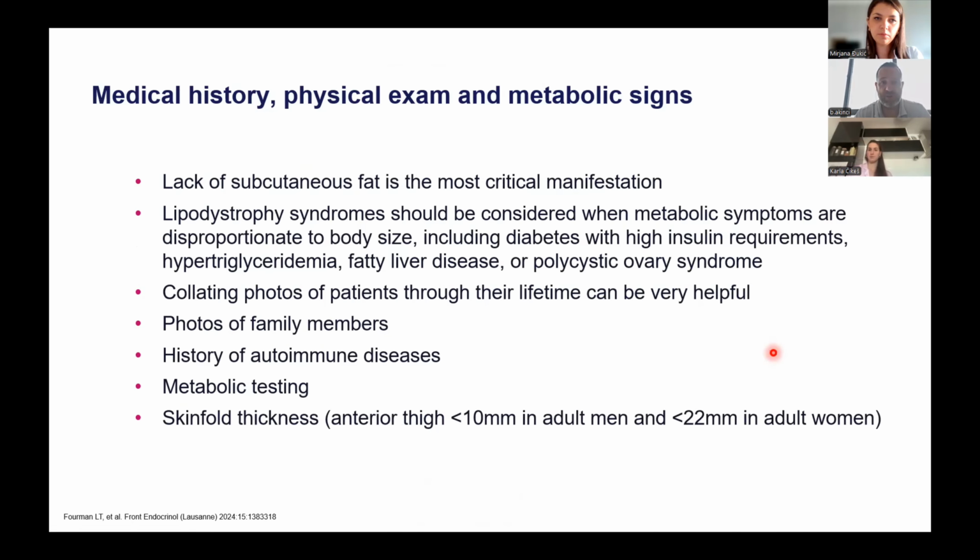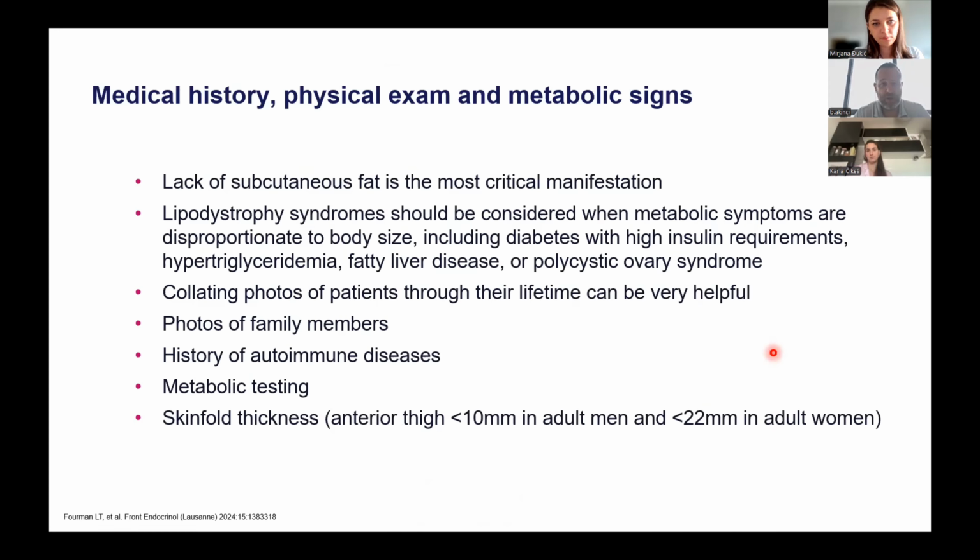So the first thing is we have to remind ourselves, subcutaneous fat loss, that's the most critical symptom. And also, as I said, we have to consider lipodystrophy if there is metabolic syndrome, with symptoms which are disproportionate to the body size. For example, diabetes with high insulin requirements, hypertriglyceridemia, liver disease, steatotic liver disease, or fertility problems.